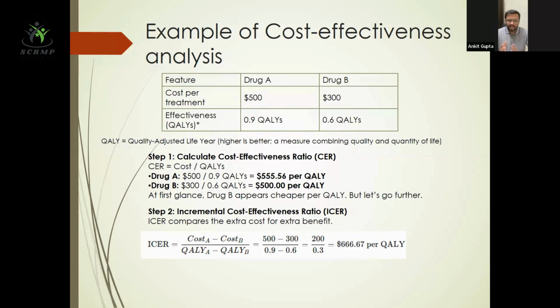So on our first glance, we will see that drug A is costlier than drug B, which is $500. So it makes more sense to go for drug B because it is less costly. But there is another thing which we also need to pay attention to, and it is very important in order to prioritize any drug, which is the effectiveness parameter. And here it is QALY. So if we directly go to step 2, because in step 1 we are just comparing the cost of the drug, and it seems drug B is cheaper, so we will prefer drug B, but that's not the case.